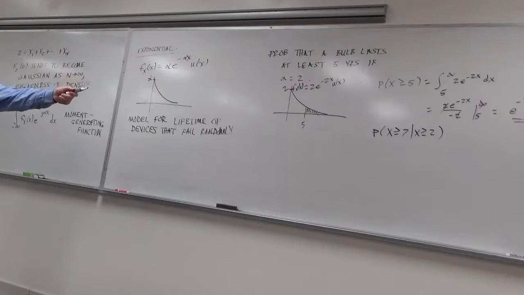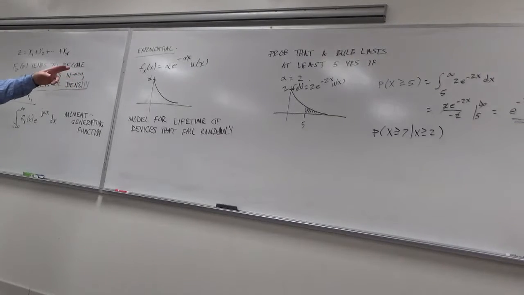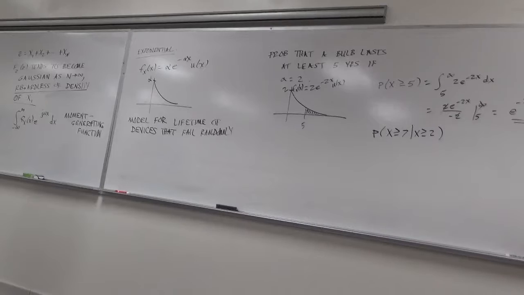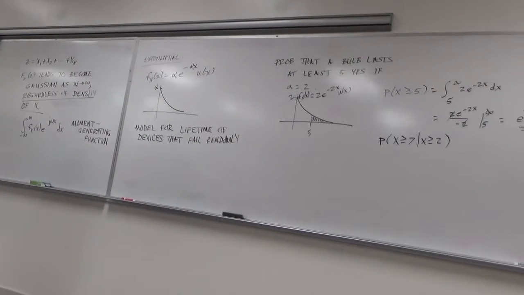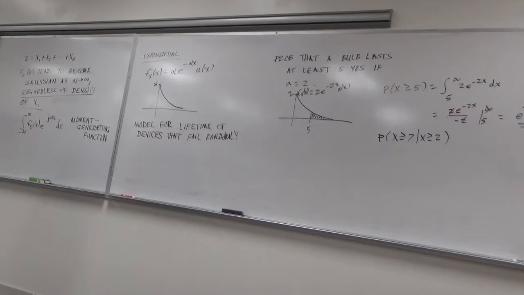The way you would interpret that statement, do y'all remember that now? Some of you were in 435 last semester. We talked about conditional probabilities. The way that would be read is, what is the probability that x is bigger than 7 given that we know that x is bigger than 2? What that would mean in the real world is, this light bulb has been installed for 2 years. What's the probability that it lasts 5 more years, at least 5 more years?